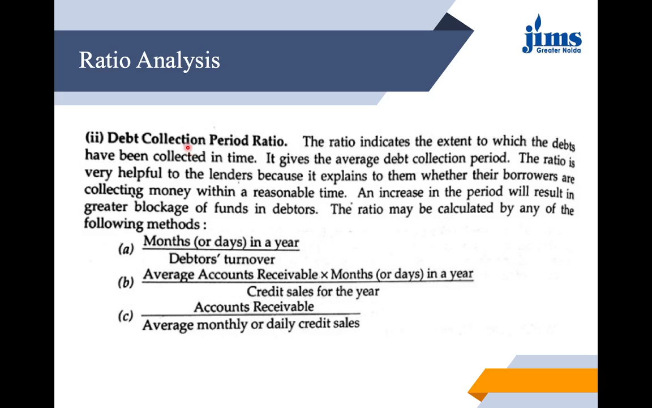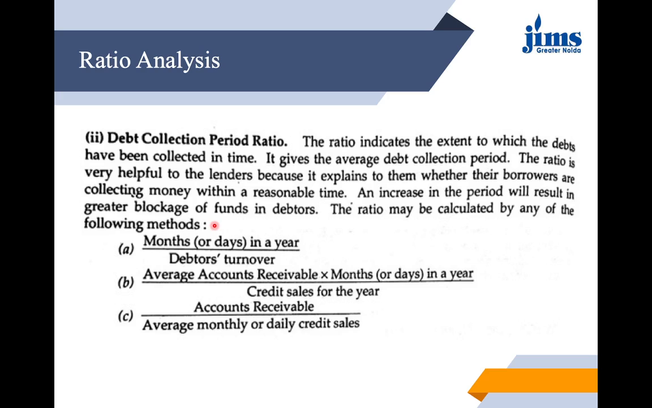The next ratio that we discuss is the debt collection period ratio, another important part here. This is the period for which you are able to enjoy credit from the market. This ratio indicates the extent to which the debts have been collected in time. It gives the average debt collection period. The ratio is very helpful to lenders because it explains whether their borrowers are collecting money within a reasonable time or not. An increase in the period would result in greater blockage of funds, so we are never interested in increasing this period. We would like to keep this period as low as possible.